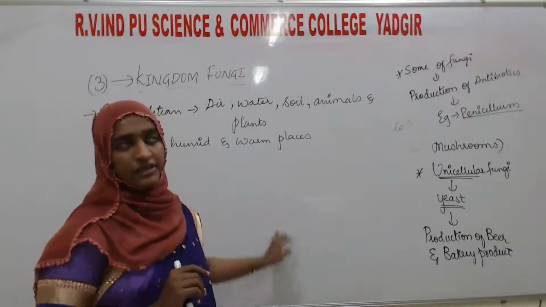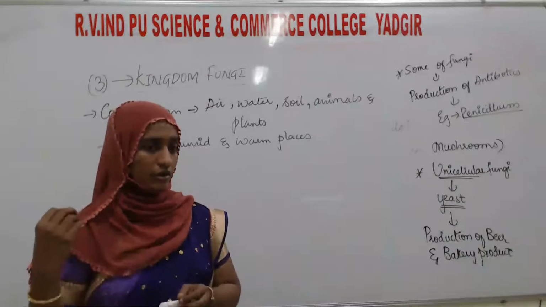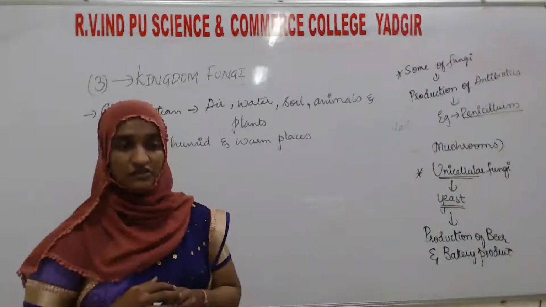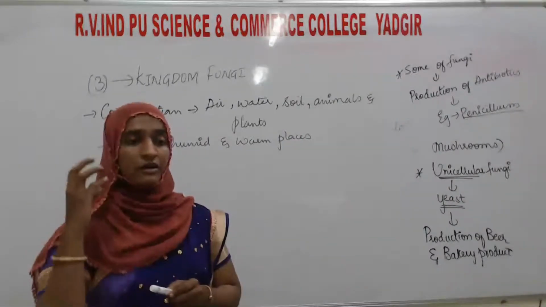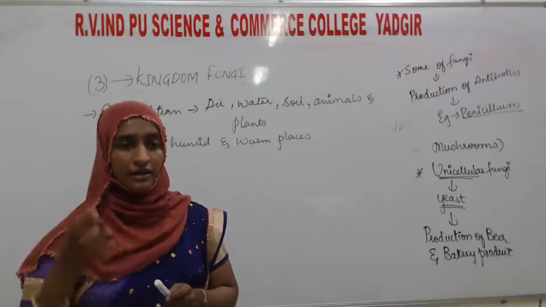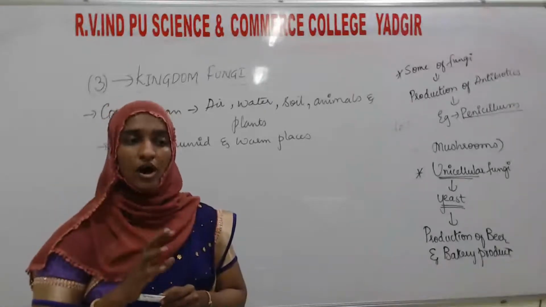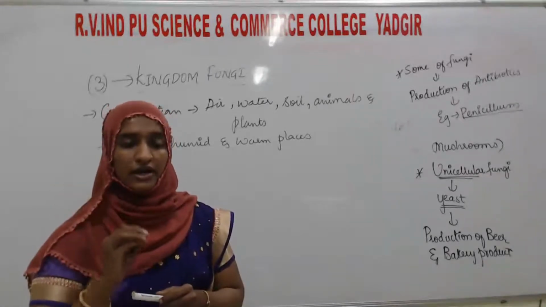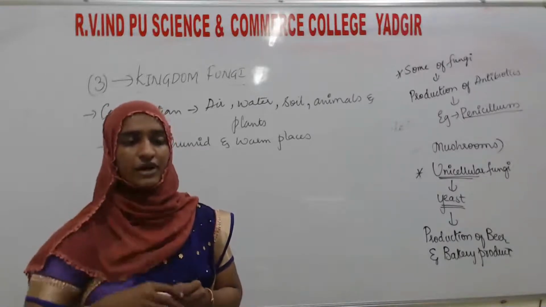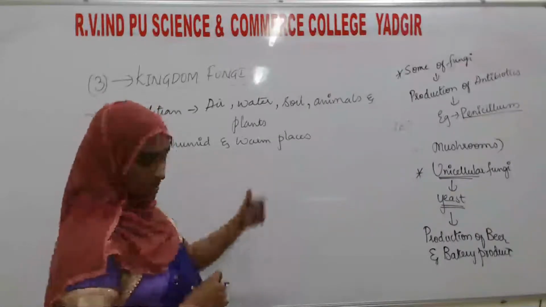One more example I will tell you: dandruff. Why does dandruff occur inside the hair? Because sometimes some people will not dry the hair properly. Due to that there will be some regions in the scalp which will be warm and humid. Some water content will be there, and there will be no air. In that condition, the fungi will grow very rapidly. So, humid and warm places.